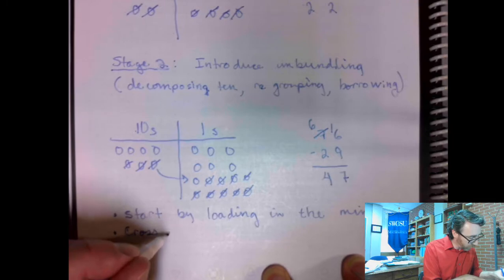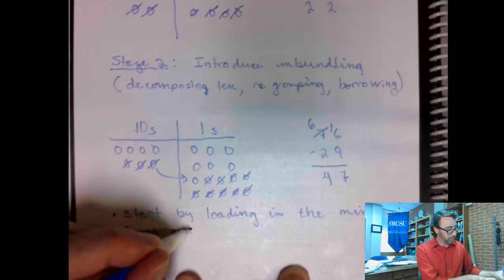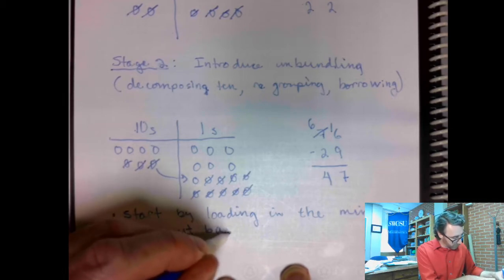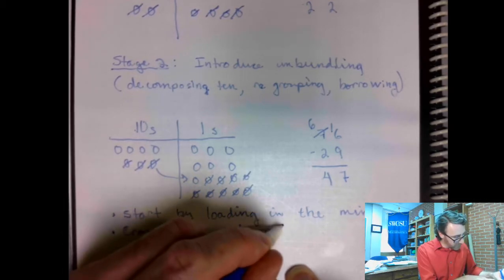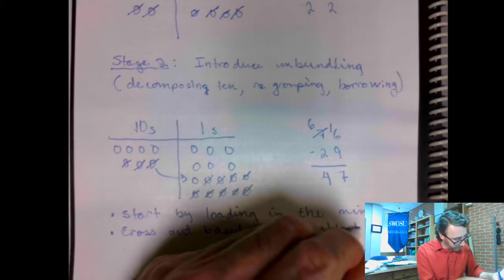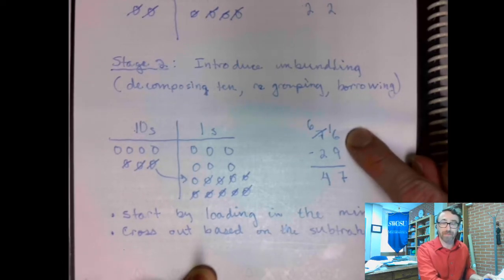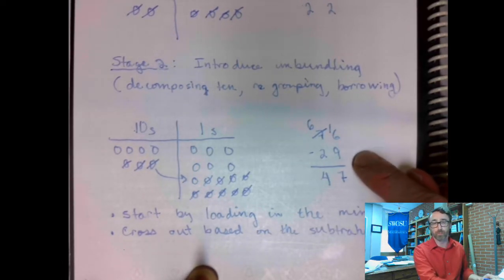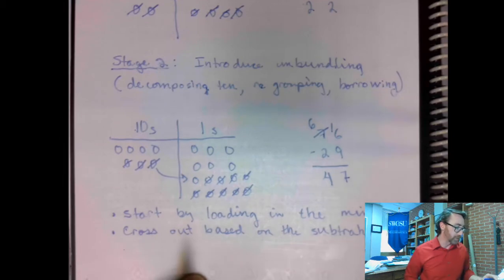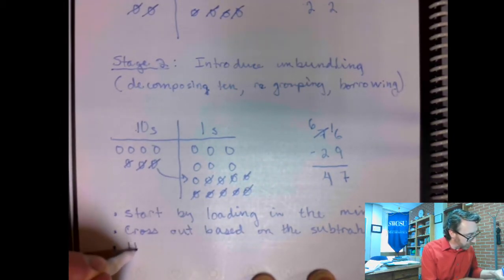Okay, so we always start by loading in the minuend in the tray. And we're going to start crossing out based on the subtrahend. Okay, so in this case, the minuend was 76, the subtrahend was 29. And we get a difference of 47. Okay, we're going to unbundle as needed.